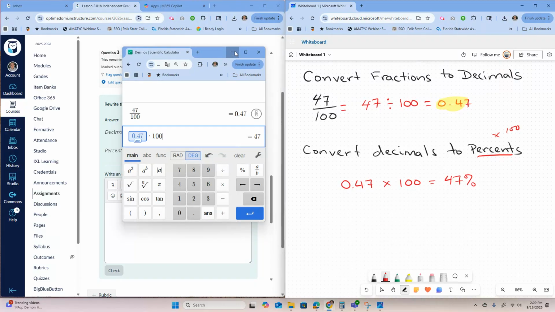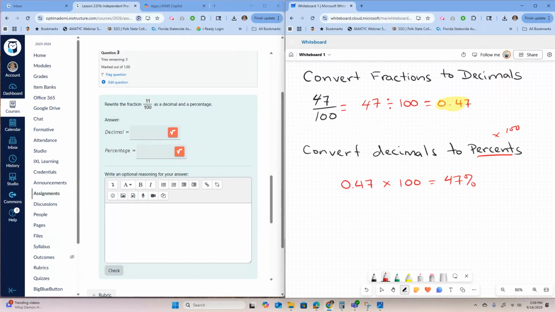Okay, when you write your answer, make sure you put the percent sign. And that's how you do problem number 3.